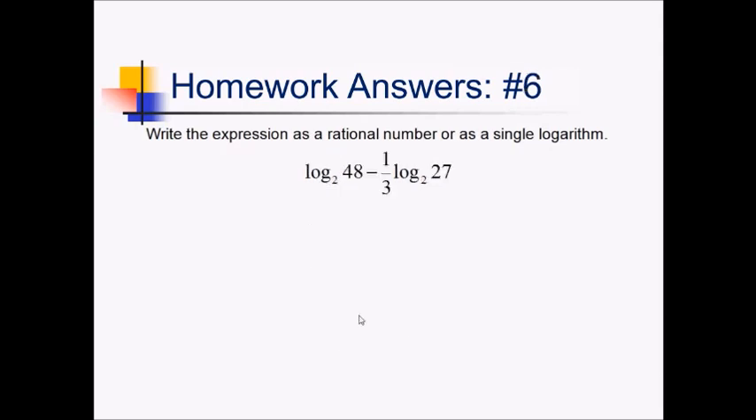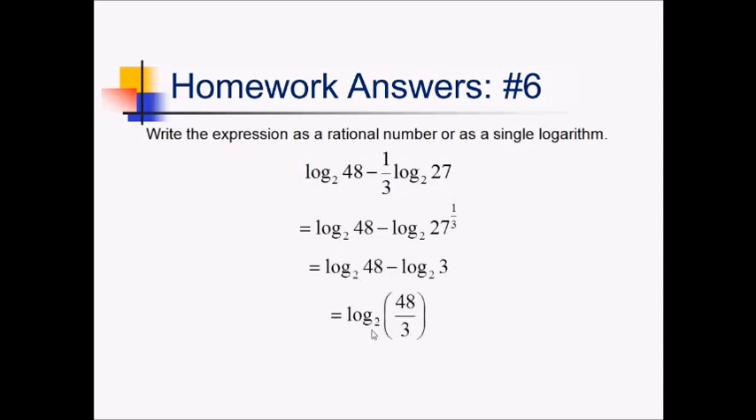For this problem, I want to merge these into a single log or a single number if possible. Let's start by popping in this 1/3 as an exponent on the 27. And then if I'm taking 27 to the 1/3 power, that's the cube root of 27, which is 3. Next, the subtraction of logs, I know really just means I'm dividing the numbers that are inside in one big logarithm. So I can write this as log base 2 of 48 over 3, or log base 2 of 16. And I know that 16 is a power of 2. It's 2 to the 4th. So log base 2 of 16 just comes out to 4, which will be our final answer.